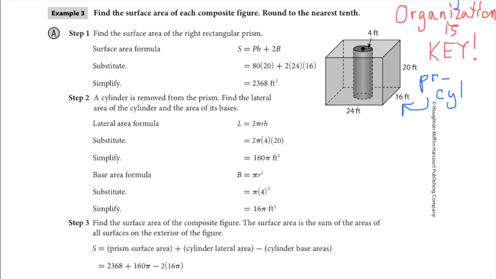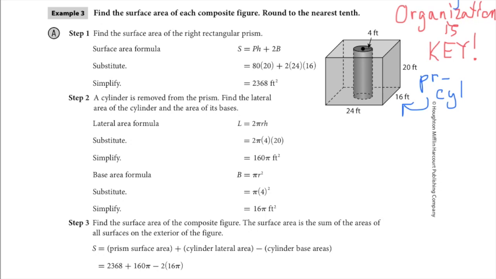So the perimeter is 80, of that 24, 24, 16, and 16 is 80, times the height, which is 20, and then plus the two top and bottom faces of that prism, which is 2 times 24 times 16. So we got that part. That's just the prism.